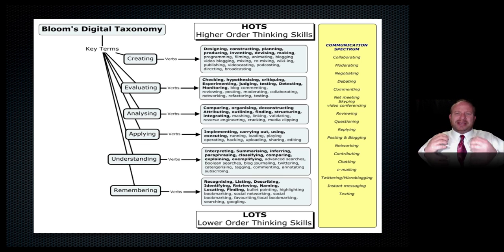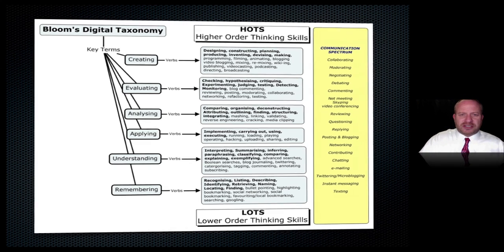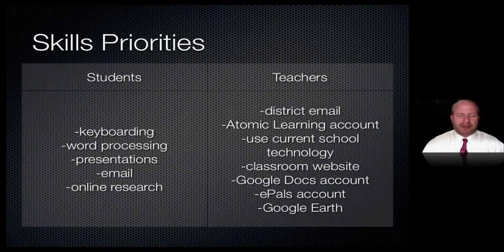That's making a podcast, making a blog, and a wiki. Really creating digital products is the highest level on Bloom's digital taxonomy. So this is just fantastic stuff that we're going to be talking about.